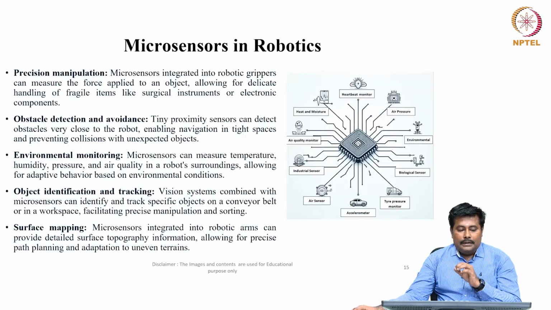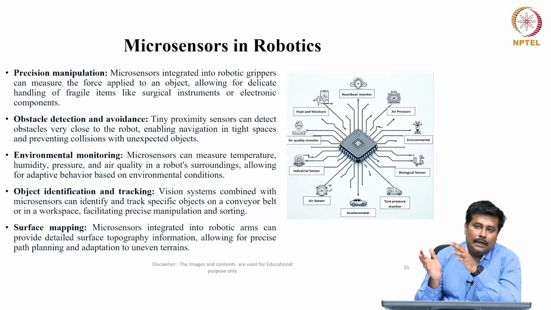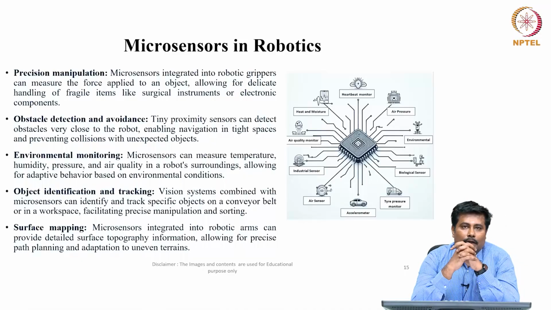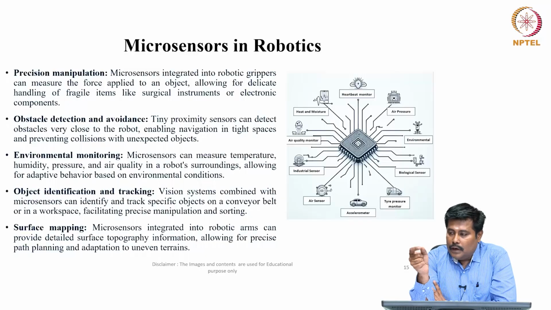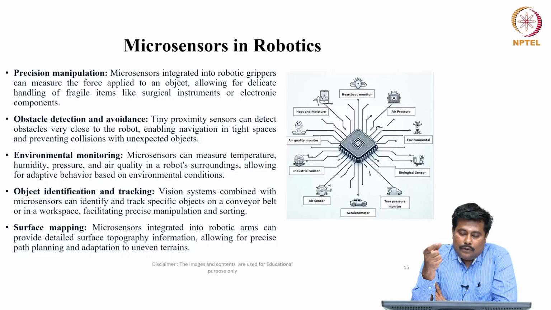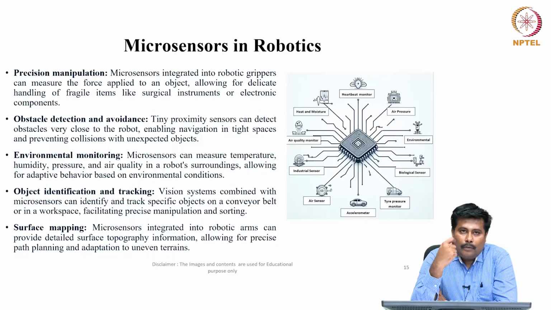Now let us see some of the key applications of these microsensors in micro-robotic applications. One is precision manipulation. For instance, when we try to hold a particular component, especially in micro-robotic applications involving micro manipulation, such microsensors are efficiently integrated with the micro grippers so that the force is sensed and appropriate inputs are provided to the system.